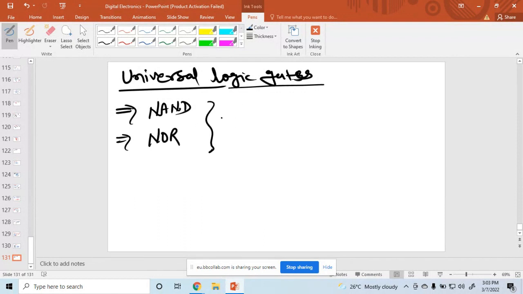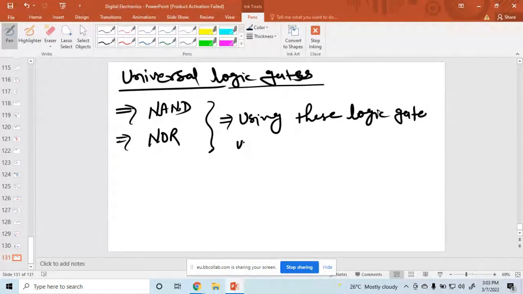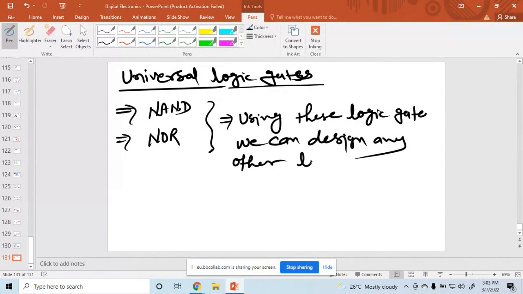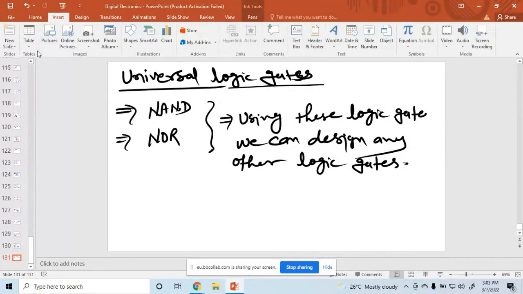Because using these logic gates, you can design any other logic gates. That's why it is called universal logic gates.